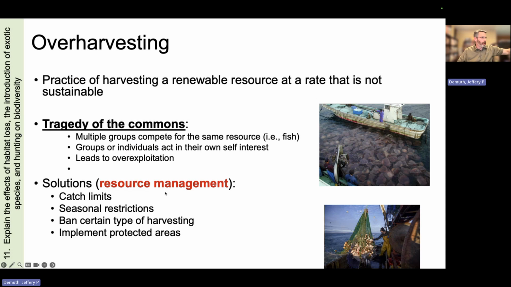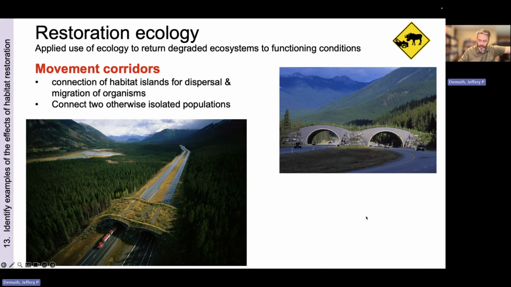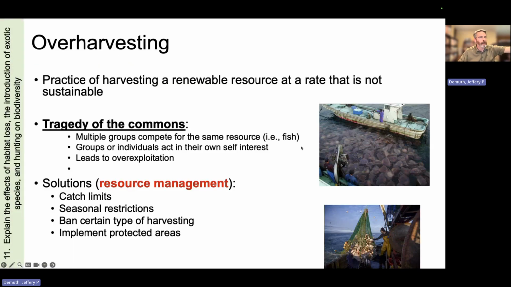One of the examples for resource management, I think, is maybe the easiest to think about: the case of overharvesting, right? Overharvesting isn't a case where it's habitat loss that is causing a species to be threatened. It's the harvesting of that organism, and fish are the easy one to think of. So all these pictures are about fish. It's harvesting that renewable resource, but at a rate that's not sustainable.